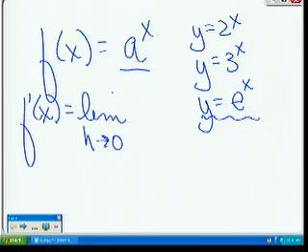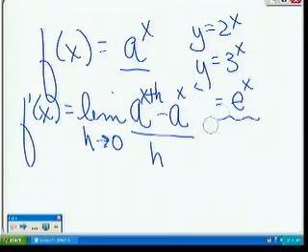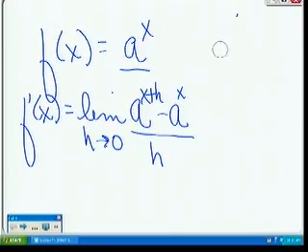So we want that function at x plus h minus the function at x, all over h, as h approaches 0. Got a little clutter there. Let me see if I can get rid of some of this. Everybody agree? Definition of derivative on this function: f of x plus h minus f of x, all over h, as h approaches 0.